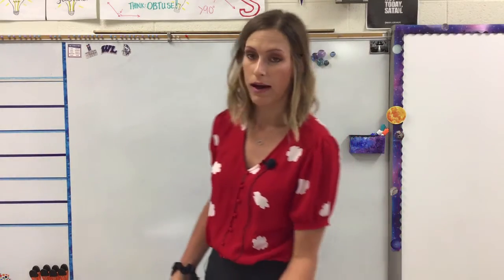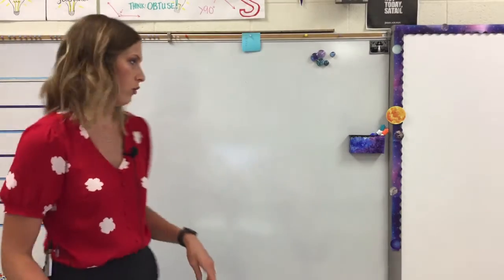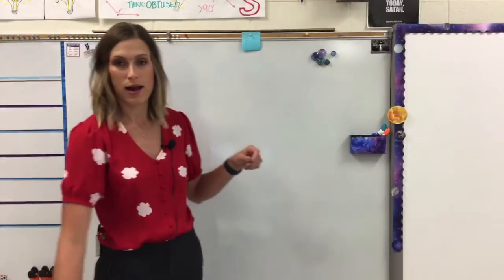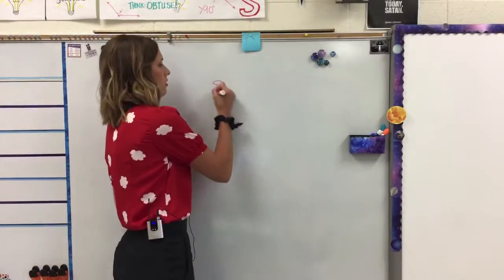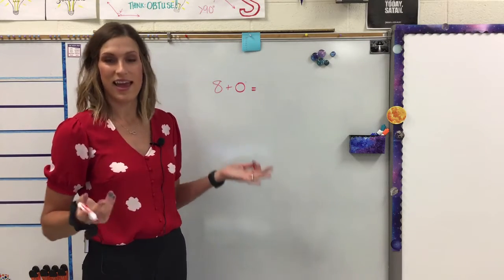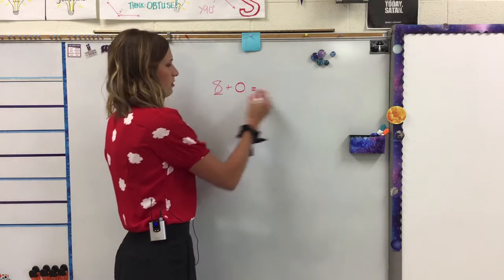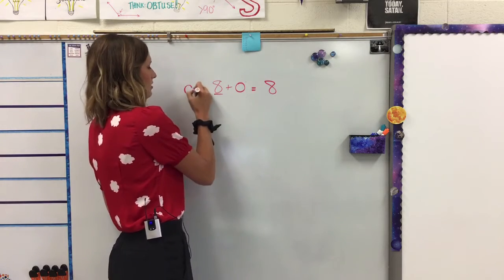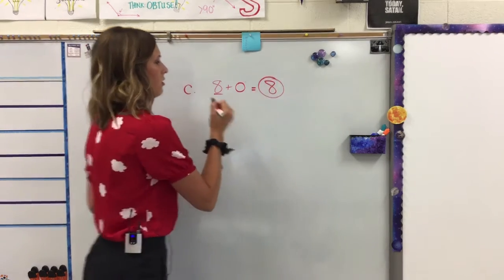Both of those are going to give me 11. Your next problem, C, is 8 plus 0. 8 plus 0, that's our identity property. Anytime we have 8 plus 0, well, anything plus 0 is going to stay the same. So we just get 8. So for C, you could just write 8.